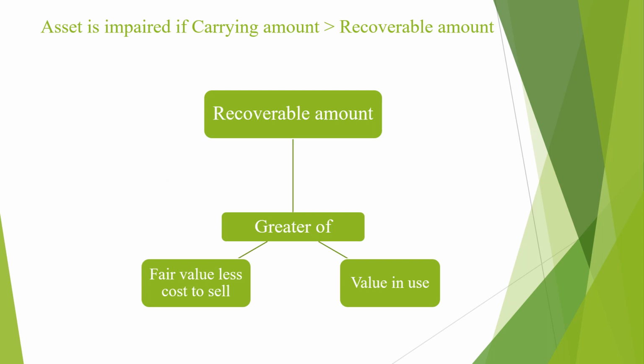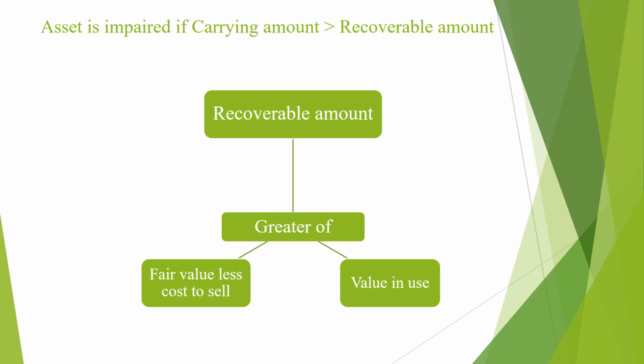This does not apply to inventories, construction contracts, deferred tax assets, and assets arising from employee benefits. Financial assets are also included in the scope of another accounting standard and not here. Non-current assets classified as held for sale are also not covered under this accounting standard.